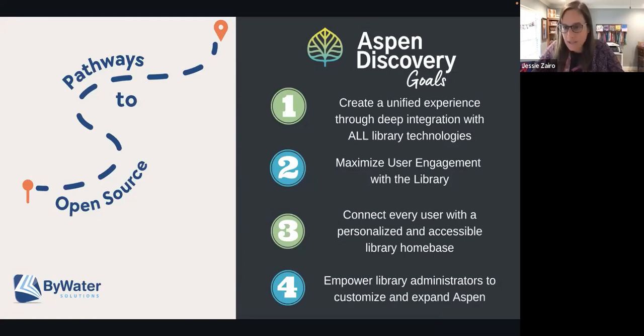The second is to maximize user engagement with the library. Whether you have a customer or patron that walks in that front door every week, or you have the ones that are just using everything from that mobile device, we all live there. We want to make sure that each one of our users has access to the information they need. We also want to make sure that we connect every user with personalized and accessible information. So whether they're a mobile-based patron or they're coming in that front door, we want to make sure that they get a personalized interaction.